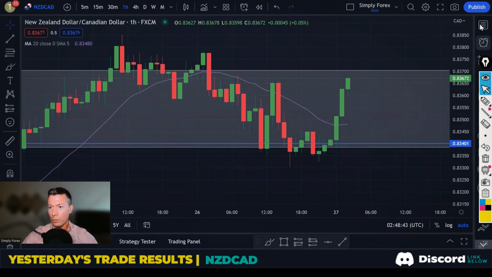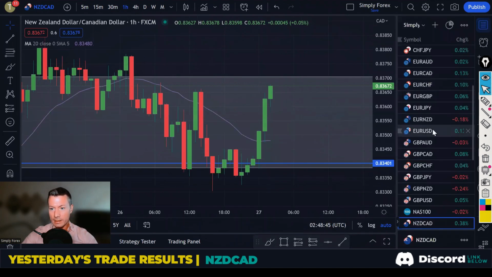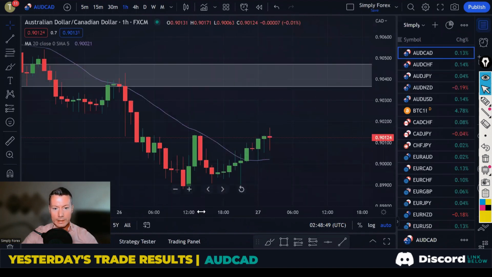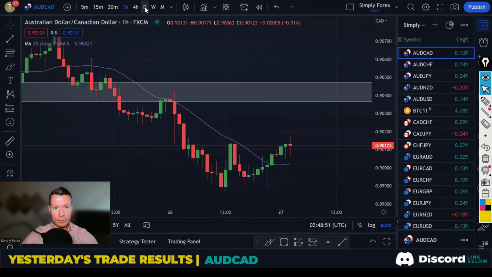The second trade was Aussie dollar against the Canadian dollar. And what were we seeing here? Let's start with the day chart.